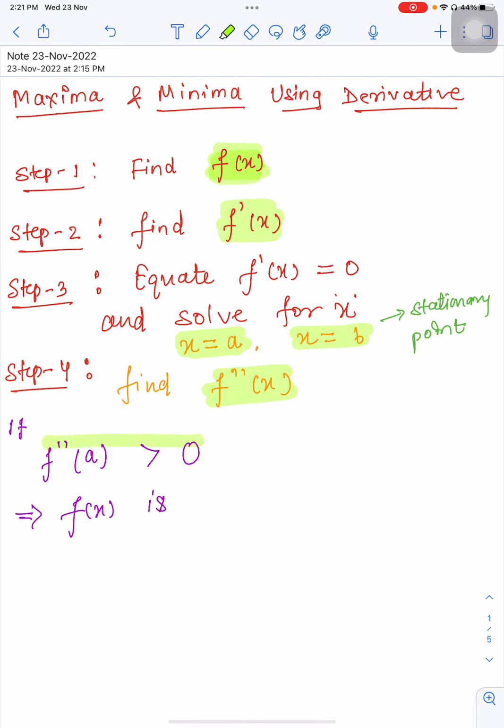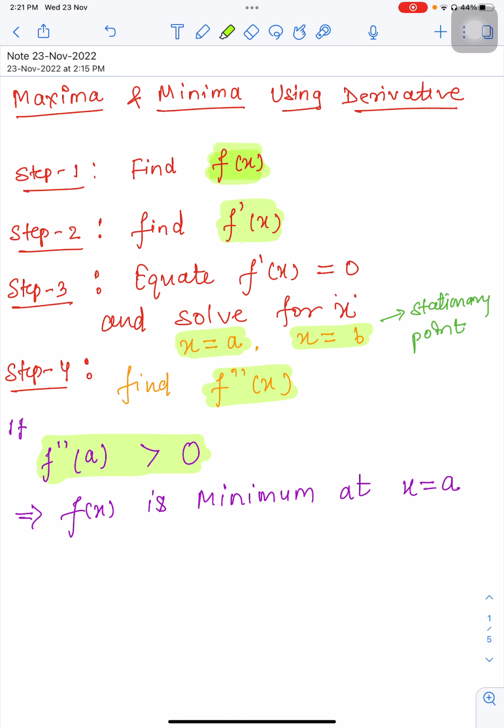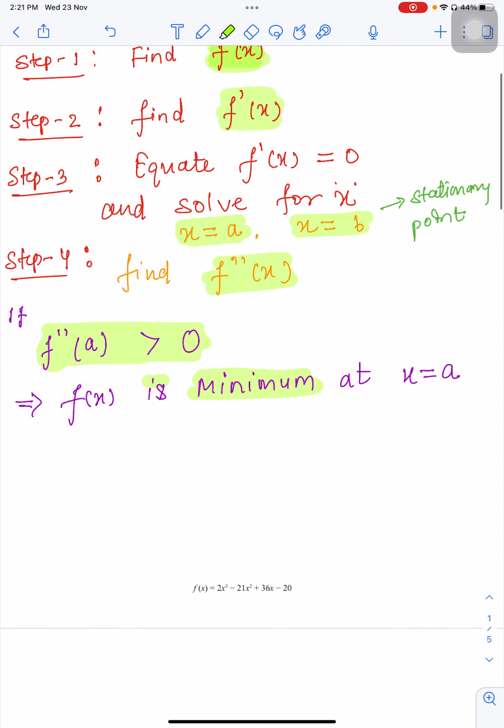So be very careful. If the second derivative is greater than 0 at a given point, then f of x is minimum at x equals a. Very important. Second derivative अगर greater than 0 है, then the function is minimum, not maximum. Clear?